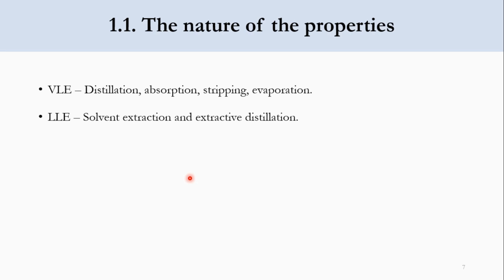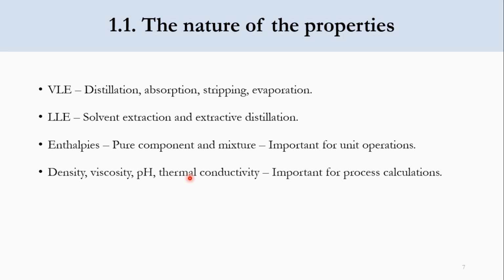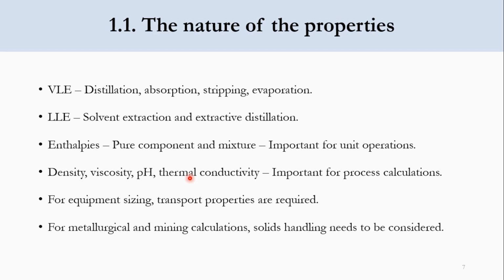Talking about the nature of the properties: for VLE, vapor liquid equilibrium, distillation, absorption, stripping, and evaporation, for these equipment we need VLE. For solvent extraction or extractive distillation, we need LLE data. For pure components and mixtures, we need enthalpies, and these are important for unit operations. For process calculations, we need density, viscosity, pH, and thermal conductivity. For equipment sizing, we need the different transport properties. And for metallurgy and mining calculations, solid handling needs to be considered in the system. So these are the six different natures of properties which we need to consider.